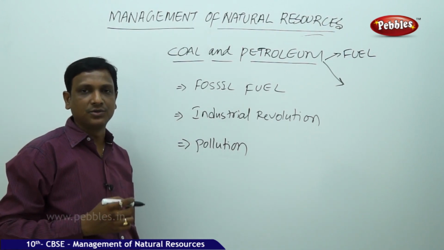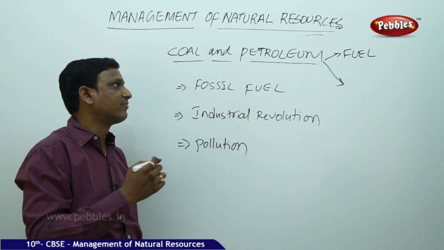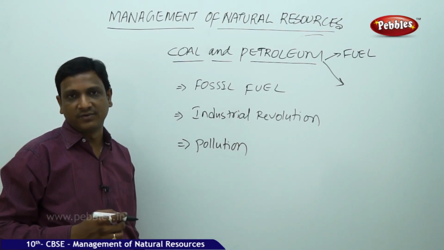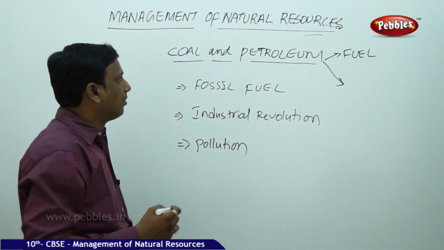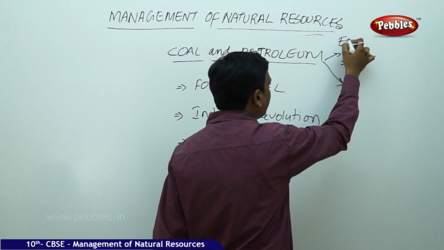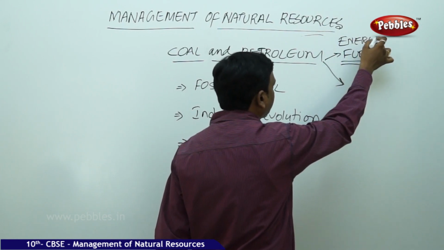Vehicles run by petrol and diesel, which are obtained from petroleum. Coal is used to produce electricity in the thermal power stations. So these are the fuels, that means source of energy.